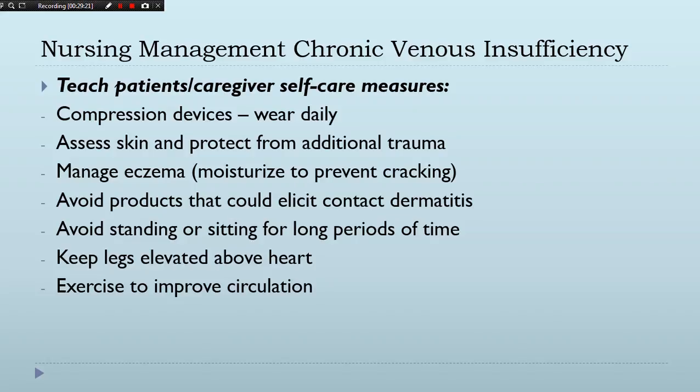To manage some of the eczema or the itching that accompanies chronic venous insufficiency, we want to make sure that the patient uses moisturizer or lotions to prevent cracking. These patients are also at risk for contact dermatitis or irritation from certain devices or products that they could use that could cause inflammation or further itching at the skin. So we want to make sure that they're using products that don't have a lot of fragrance or irritants in them.